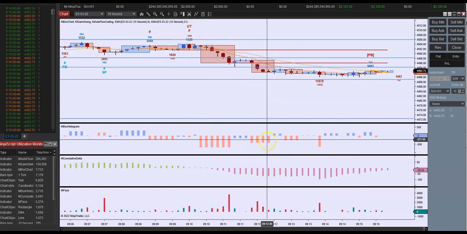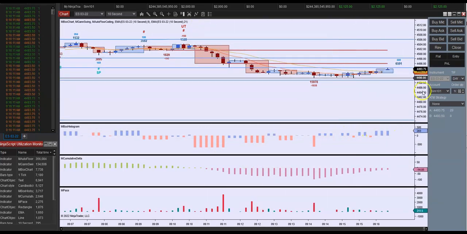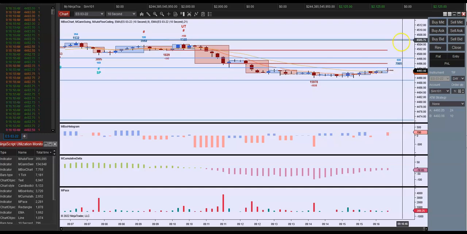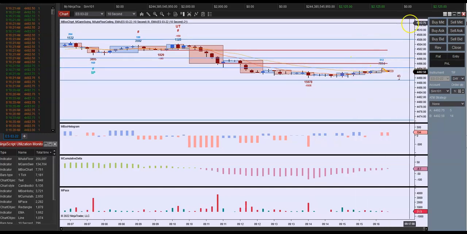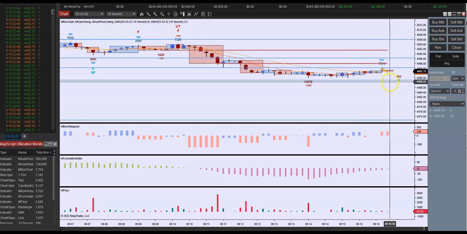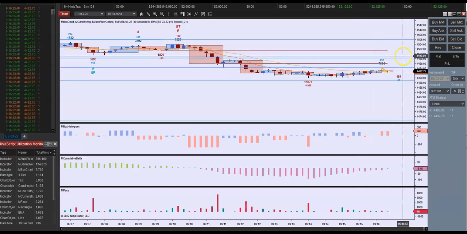So all the shorts are kind of out. The blue momentum's coming in. If it goes above that blue line, we'll go long, because this will now be liquidity. If it goes this way, it'll be a short. So we'll see what happens.